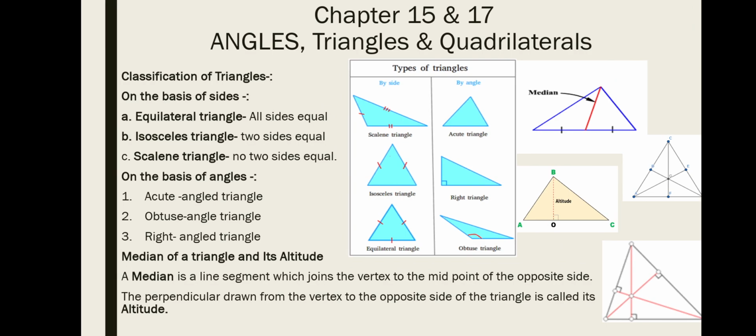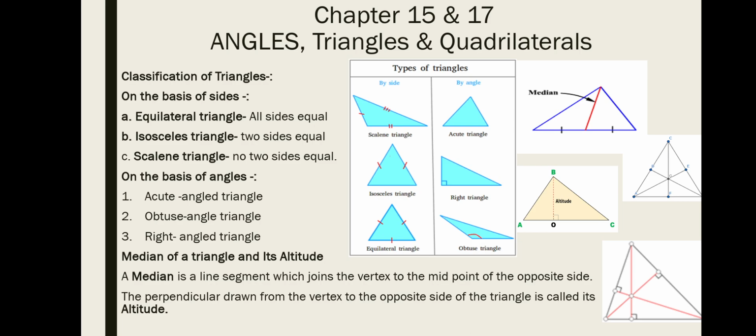Classification of triangles on the basis of sides. Equilateral triangle, all sides equal. Isosceles triangle, two sides equal. Scalene triangle, no two sides equal. On the basis of angles, acute angle triangle, obtuse angle triangle, and right angle triangle.